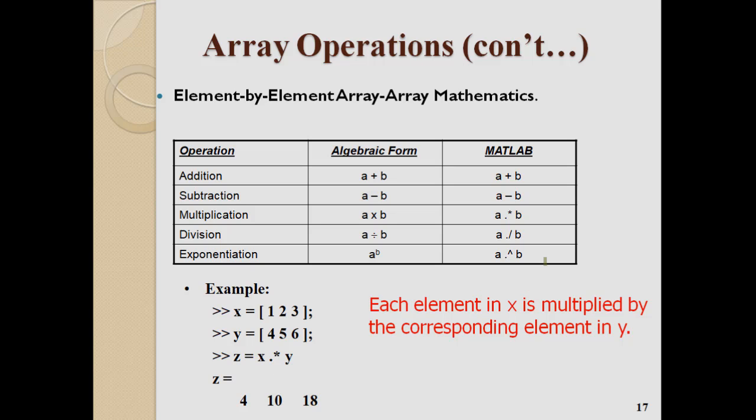It will apply to every element of F, and the result is displayed in this particular array. So the summary of the array operations: addition, A plus B, is algebraic, similar to MATLAB. Multiplication is different. We have A dot star B. Division, A dot divide B, and exponential, A dot exponential B. So we have this particular X and Y, and we apply the multiplication, simple element by element, and it will give the required result.